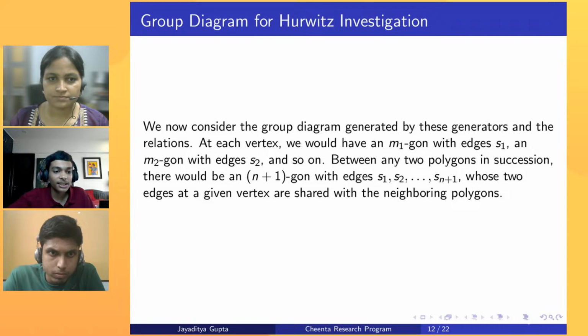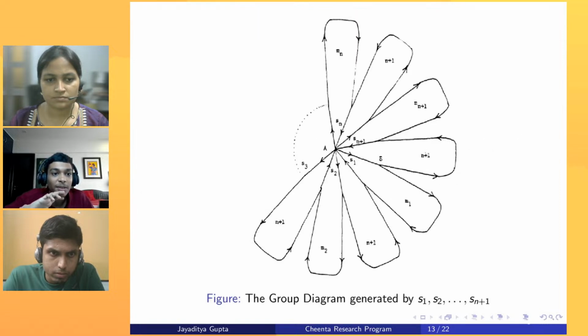Okay, so now let's take a look at the group diagram for the Hurwitz group formed by the generators. The group diagram will be an M1-gon with edges S1, an M2-gon with edges S2, and so on. And between any two consecutive polygons, there will be an (n+1)-sided polygon with edges S1, S2 till Sn+1, whose two edges at a given vertex are shared with the neighboring polygons. So let's take a look at the group diagram. Yeah, so this is how the group diagram would look.